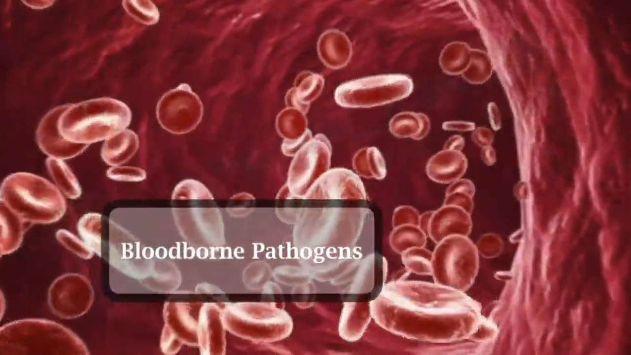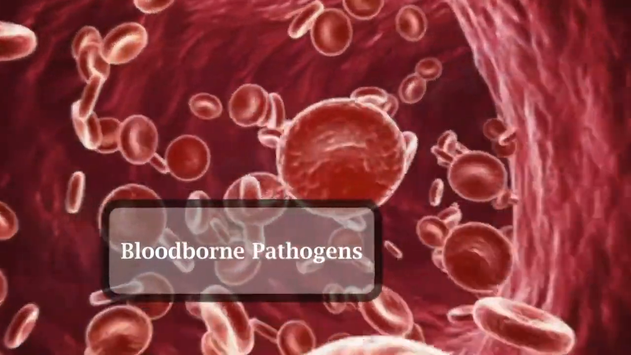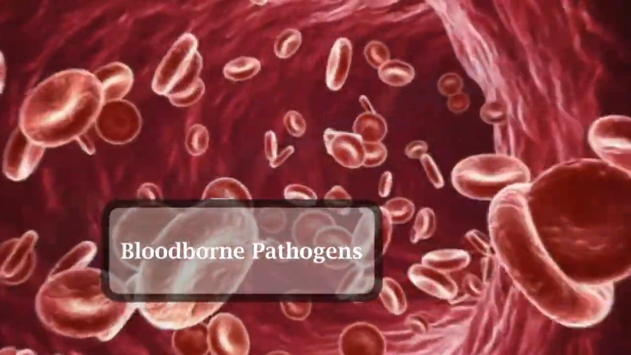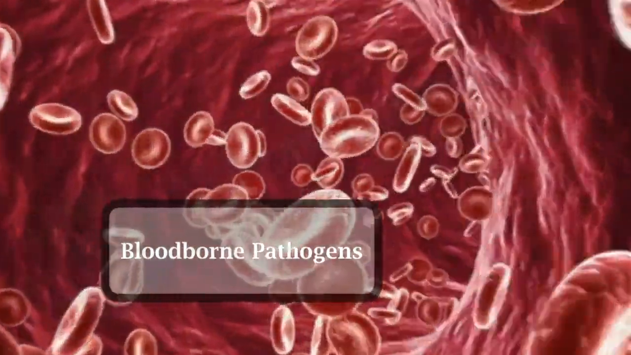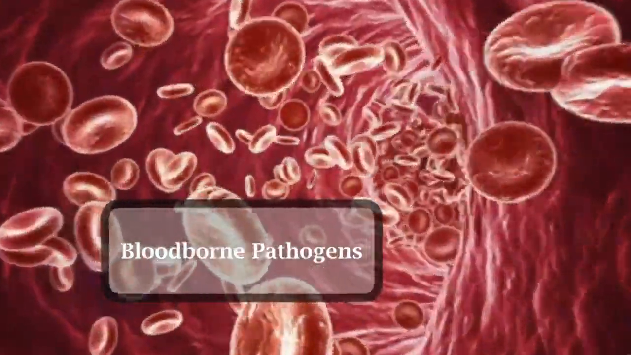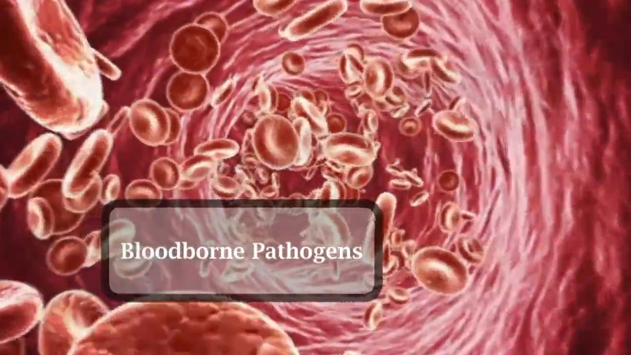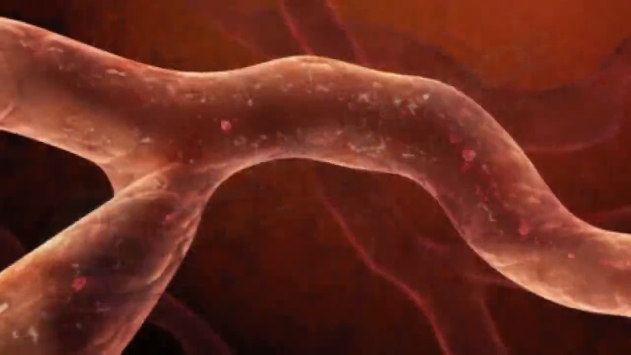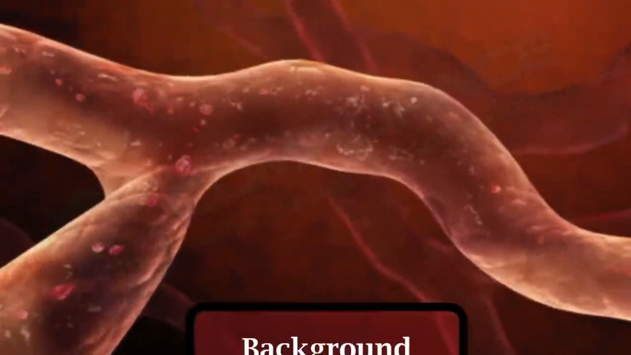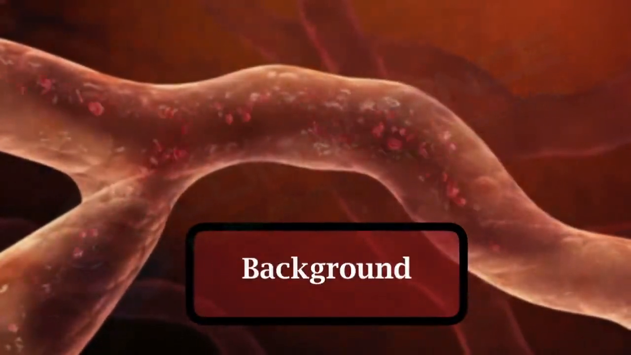This training is divided into 9 sections. There will be a short quiz following each section. After watching the entire video and completing the 9 quizzes, a certificate of completion will be generated. The first section in this training covers the background of bloodborne pathogens.